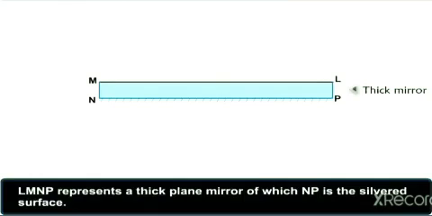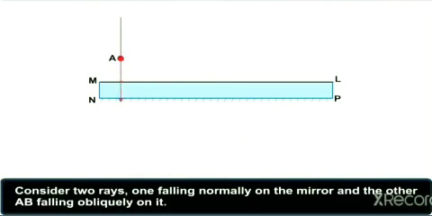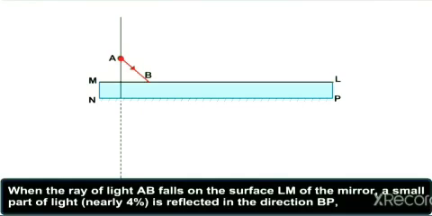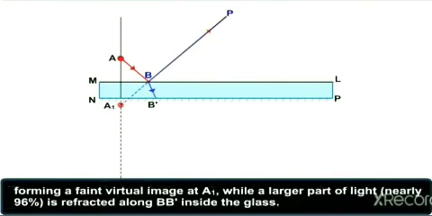LMNP represents a thick plain mirror, of which NP is the silvered surface. An illuminated object A is kept in front of it. Consider two rays, one falling normally on the mirror and the other, AB, falling obliquely on it. When the ray of light AB falls on the surface LM of the mirror, a small part of the light, nearly 4%, is reflected in the direction BP, forming a faint virtual image at A1, while a larger part of light, nearly 96%, is refracted along BB' inside the glass.